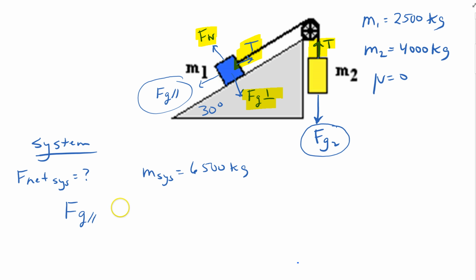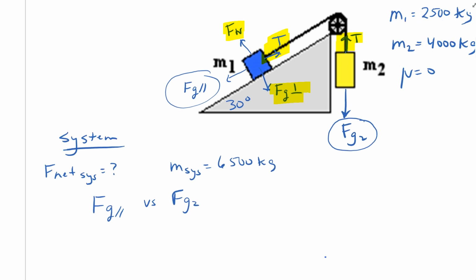Okay, so in our F net of the system, I'll do FG parallel first because it's on the left hand side, versus FG2. And I'm wondering which one's going to be bigger, because if FG2 is bigger, then this will be accelerating downwards, and this block will be accelerating up the inclined plane. If FG2 is smaller than FG parallel, then it's going to be accelerating upwards, and this will be accelerating downwards. So it's important for us to figure this out so that we know the directions of these two forces.